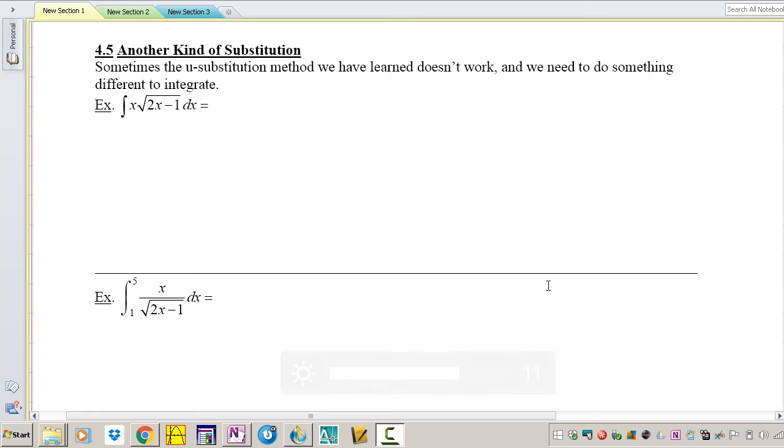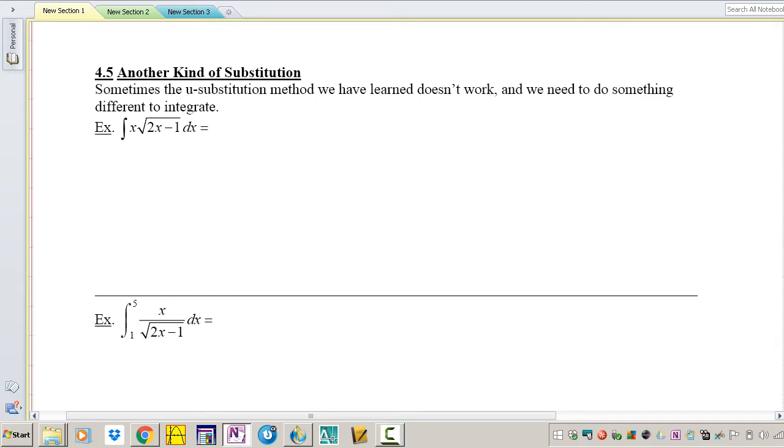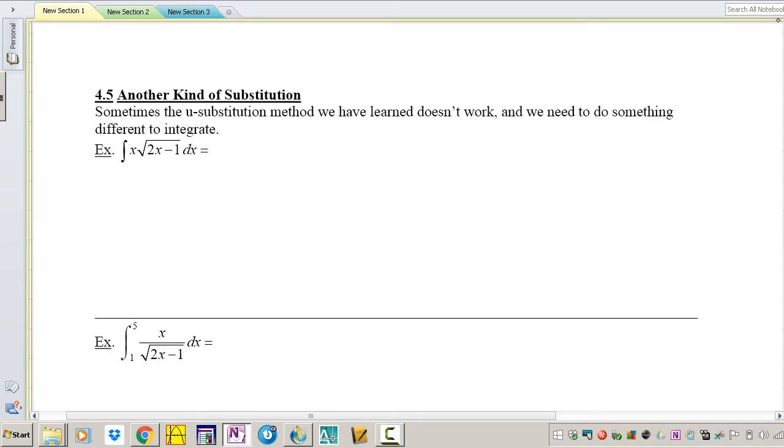Hey guys, welcome to 4.5, another kind of substitution. In the AP exam, you're going to find out that there are some integrals where you cannot use your traditional u substitution. If you remember in the past videos, I talked about how you can use u substitution by letting the inside equal u, and this will work 99% of the time. Today, we're going to be discussing that 1% that doesn't work. So, not always will u substitution work.